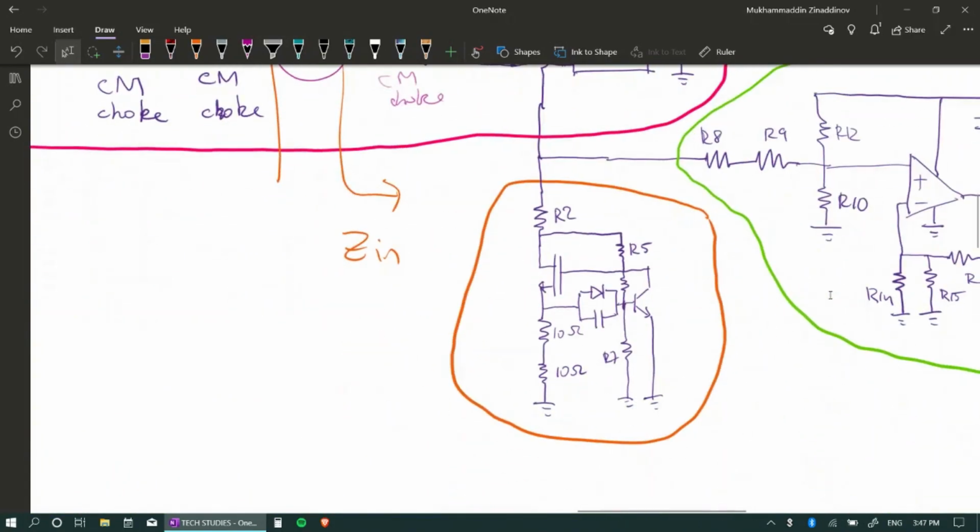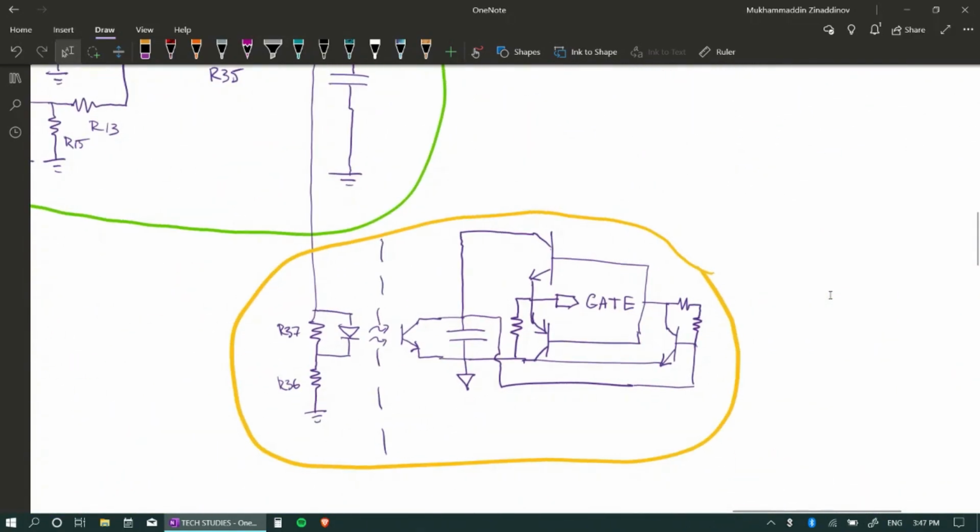I'll remind you that there cannot be a direct connection between the controller and the secondary side, because there has to be isolation. There cannot be any conductive paths between the input and output, for safety purposes. So we have this optocoupler network here. We have a capacitor at the output of the optocoupler for stabilizing the signal.